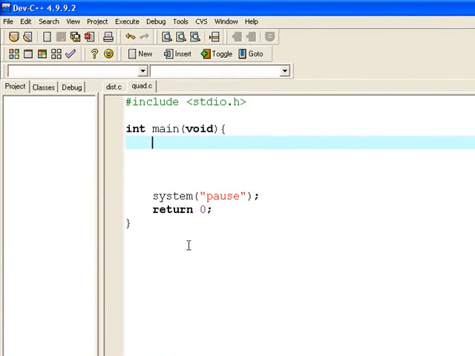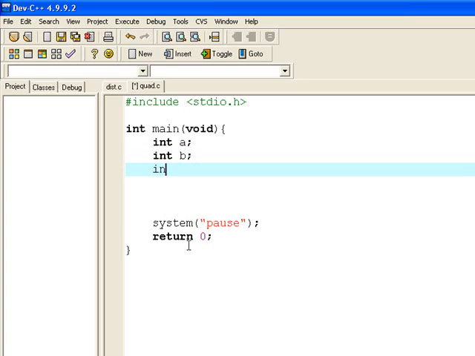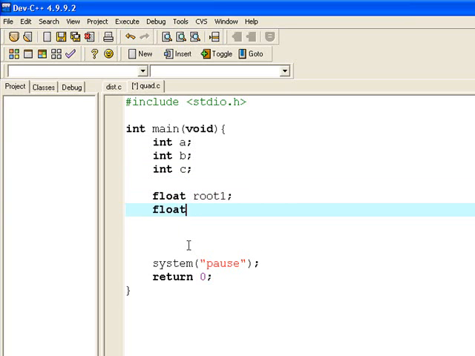I'm going to take in the a, b and c as integers. They possibly can be taken as floats in quadratic equations, although I haven't really seen that. So I'm just going to take them in as ints, int a, int b and int c. Now I'm going to have the two roots as well, root 1 and root 2, and I'm going to say those are floats because we could easily end up, as we've seen in the previous example, with a floating point answer.